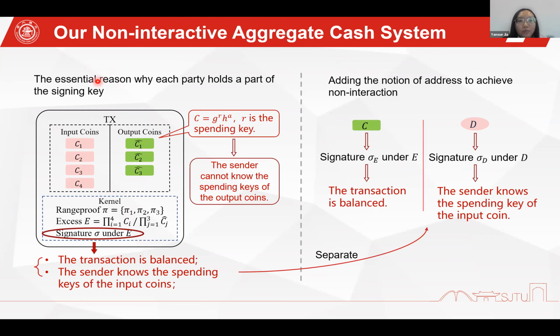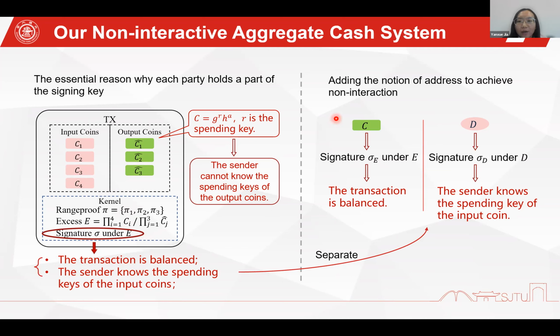In the original Mimblewimble, the essential reason why each party holds a part of the signing key is that the sender cannot know the randomness of the output commitments, because the randomness acts as the spending key of the output coins. And the excess is computed from the input commitments and output commitments. The signature has 2 functions. The first is to prove that the transaction is balanced, and the second is to prove that the sender knows the spending keys of the input coins.